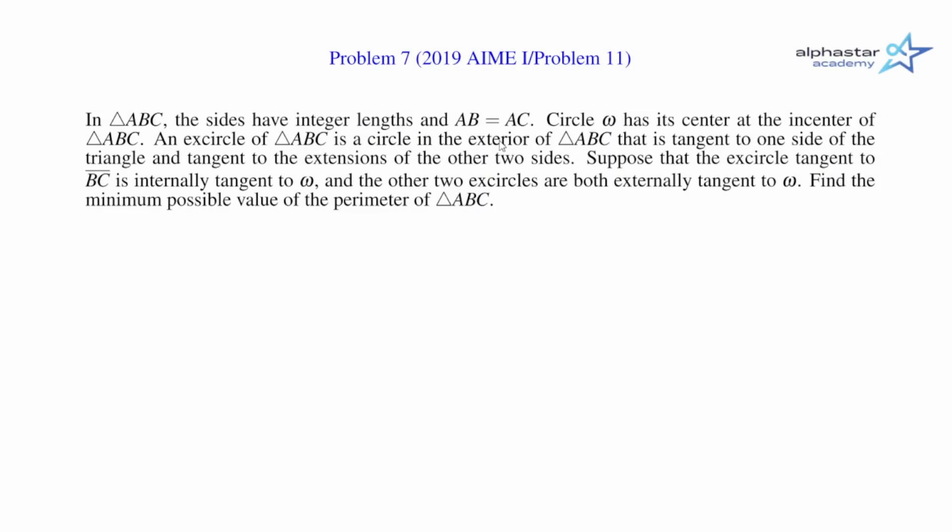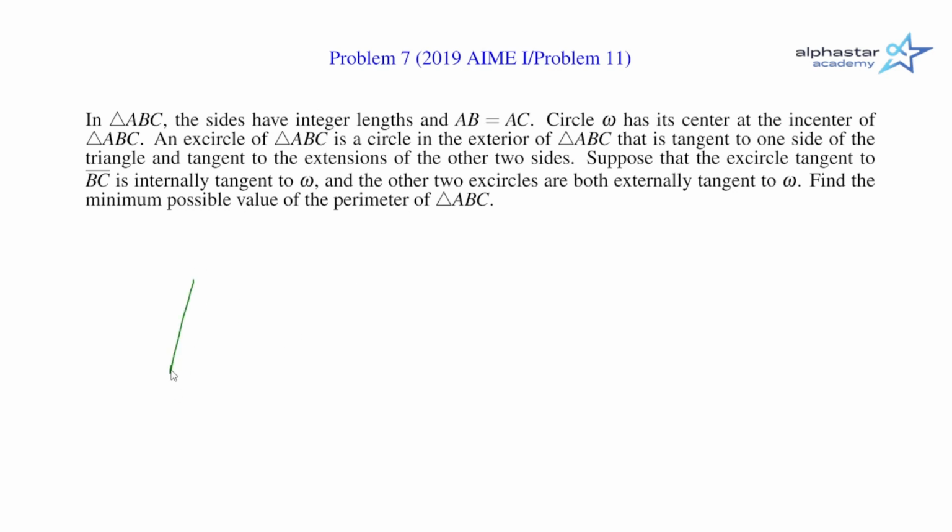Problem 7 is a geometry problem from the 2019 AIME I, and is problem 11. In triangle ABC, the sides have integer lengths and AB equals AC. Circle omega has its center at the incenter of triangle ABC.